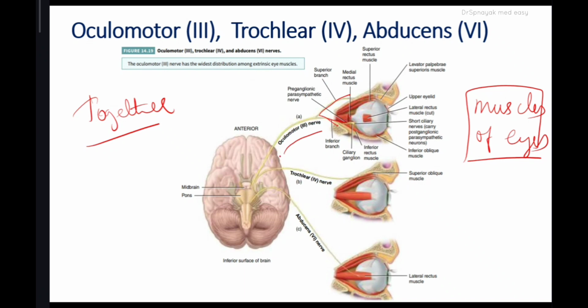And one thing you have to remember: the third cranial nerve, the oculomotor nerve, is originating from the ventral midbrain.